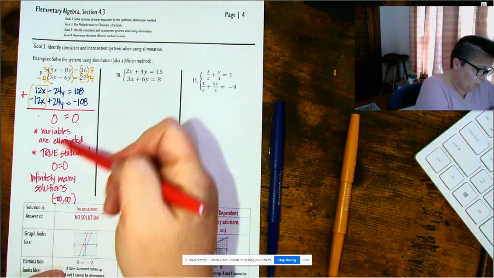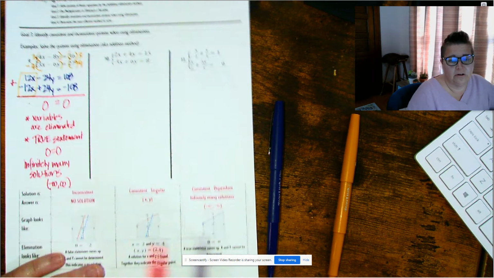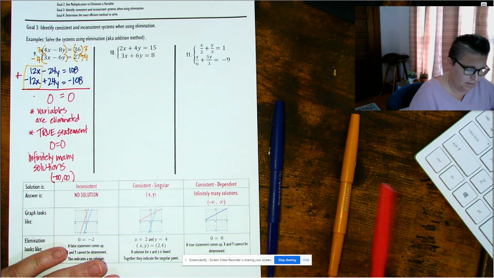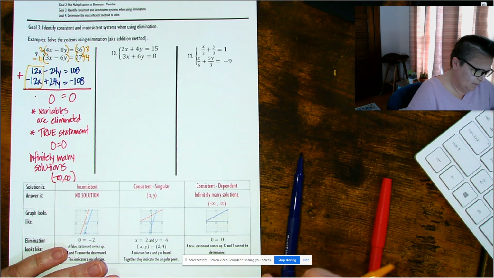That means that if we were to graph these lines, we would have essentially gotten one line right on top of the other. We would have had infinitely many solutions with one line on top of the other. Okay. What about problem number 10? Let's take a look at problem number 10.